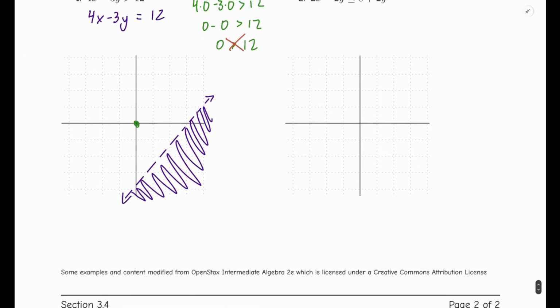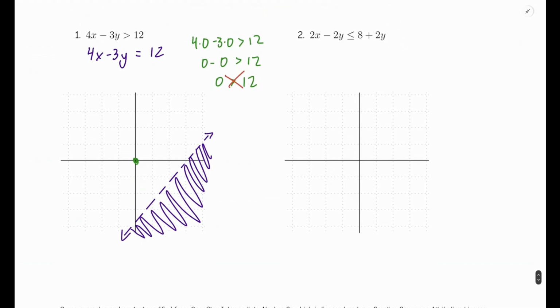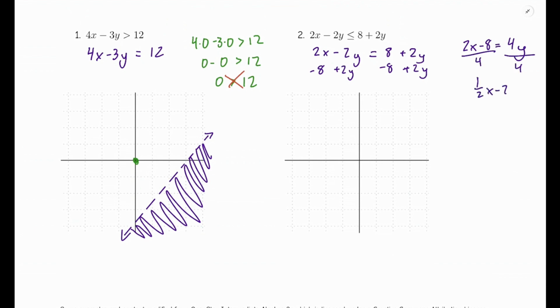Okay. And then the last one for this video, we get 2x minus 2y less than or equal to 8 plus 2y. So again, need to do the boundary line. Going to add 2y to both sides. At the same time, I'm going to subtract 8. So we get 2x minus 8 equals 4y. Divide by 4. We get 1/2 x minus 2 equals y. So we have a y-intercept of -2 and a slope of 1/2.